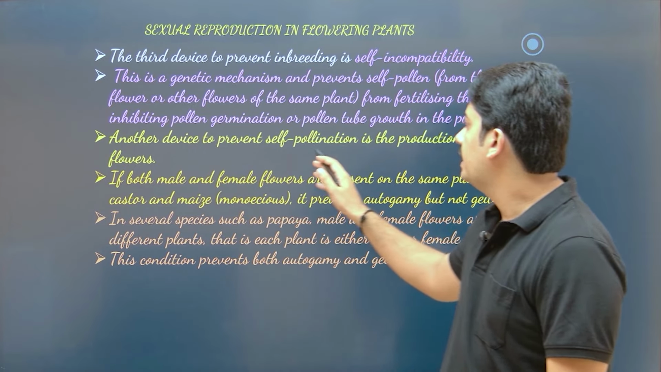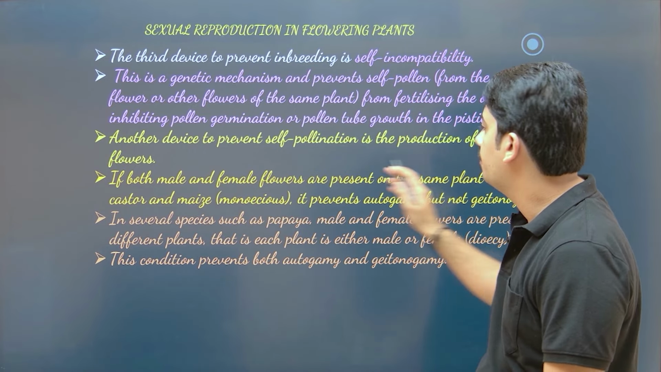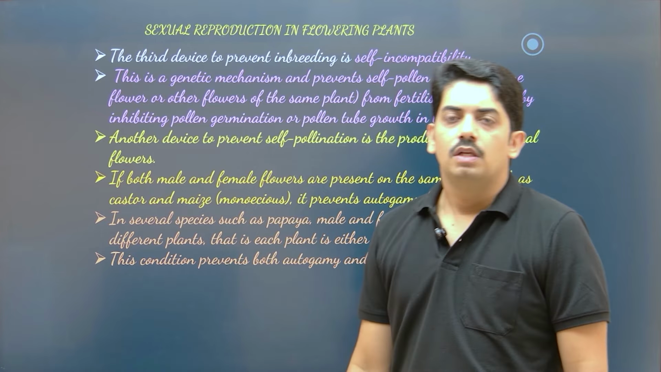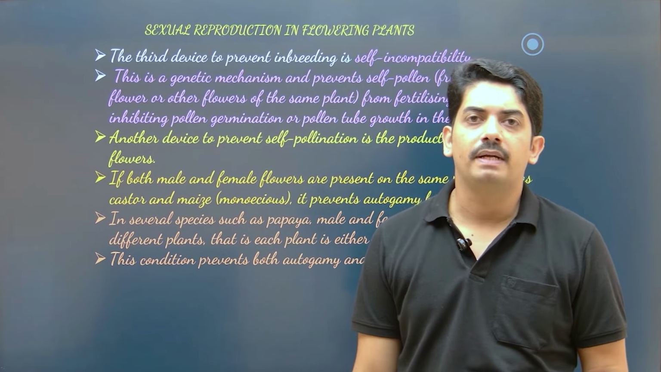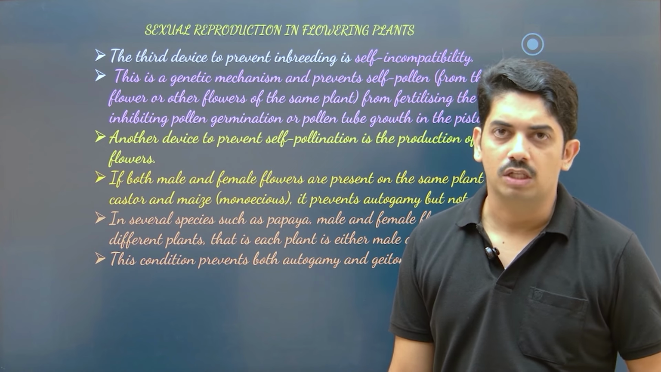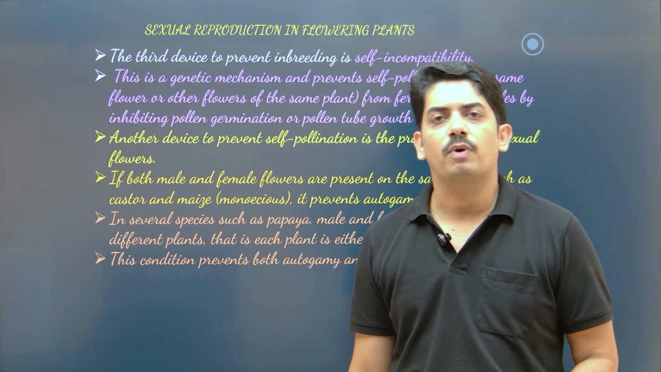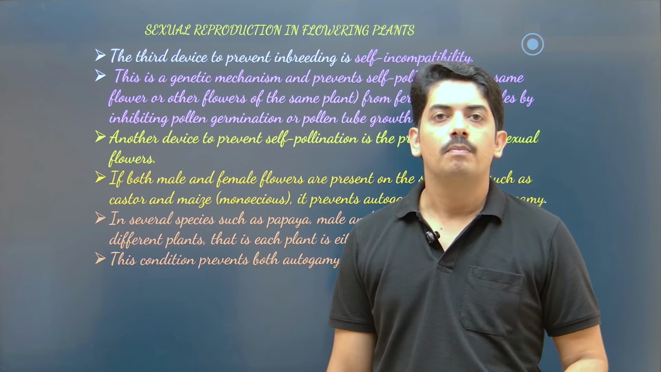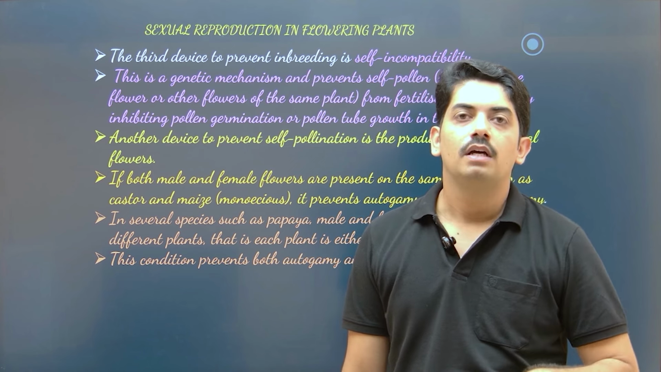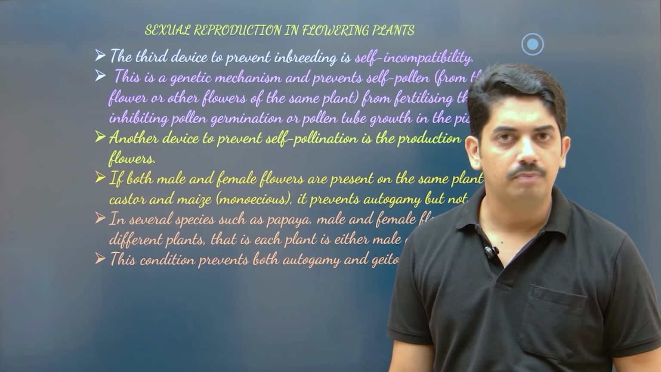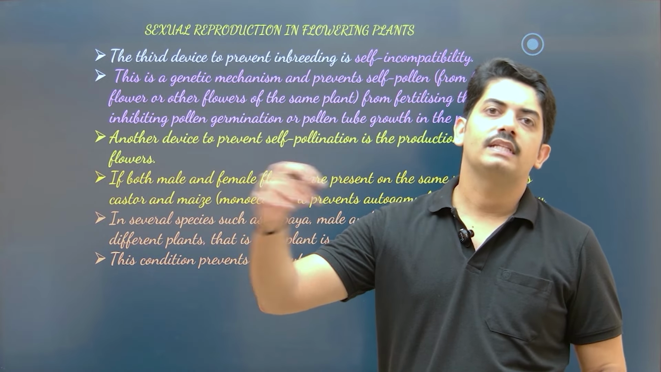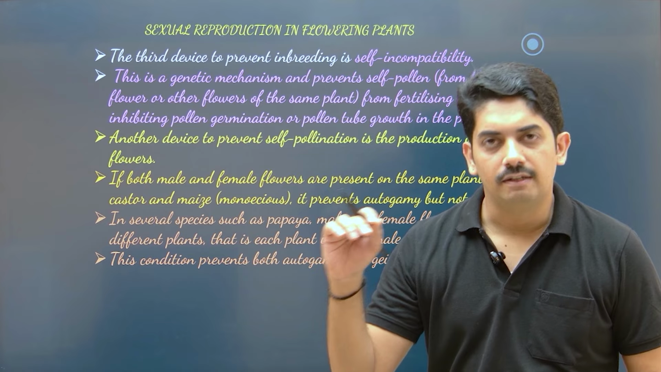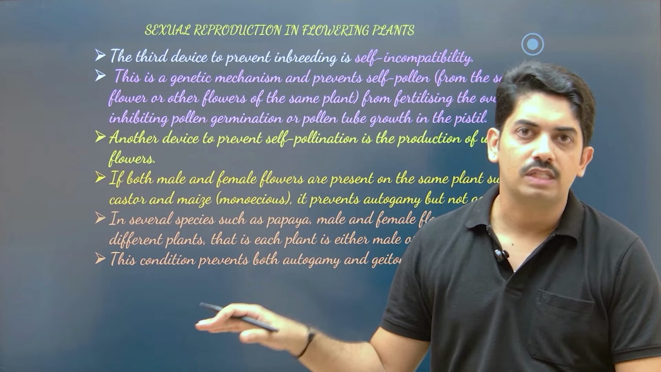Another device to prevent self-pollination is the production of unisexual flowers. Obviously, when there are unisexual flowers, the plant has to depend completely on cross-pollination. In cross-pollination, there is a high chance that pollen grains will be carried by insects, birds or wind. So this pollen grain is from a different plant belonging to the same species.